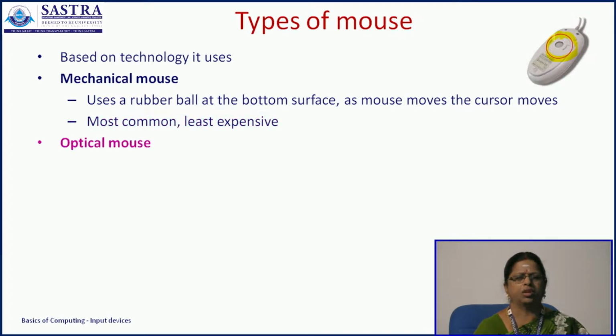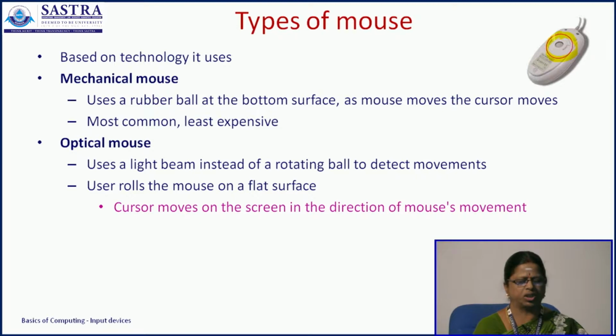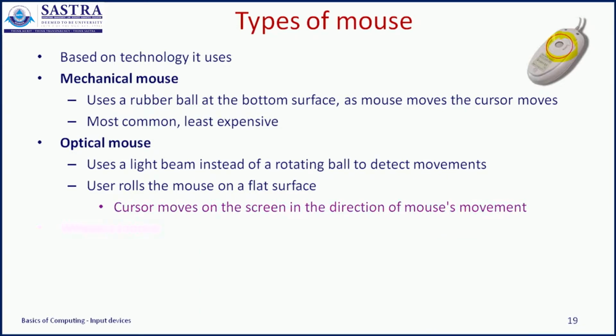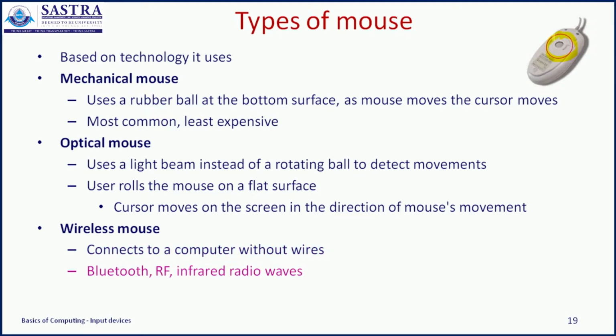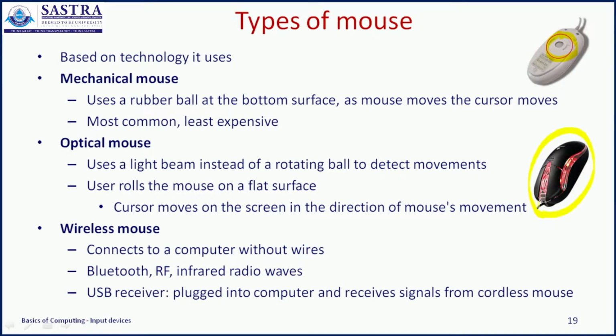Next is the optical mouse, which is predominantly used nowadays. It uses a light beam instead of a rotating ball to detect the movements. The user rolls the mouse on a flat surface and the cursor moves on the screen in the direction of mouse movement. We have wireless mouse which is connected to the computer without wires. It uses Bluetooth, RF, infrared radio waves. So, we have a USB receiver which is plugged into the computer and it receives the signals from the cordless mouse and passes it onto the computer.